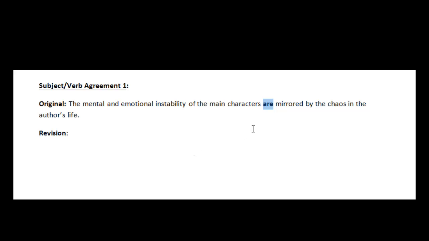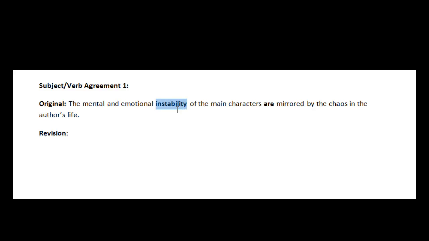Now the subject, I have to go back, and at first I might be tempted to think that "main characters" are the subjects. They're right there next to the verb, but if I go back a little further, I notice that "main characters" is actually part of a prepositional phrase, and this prepositional phrase is describing the word "instability." It turns out "instability" is my subject. "Mental and emotional" are just modifiers describing this instability, and "of the main characters" is a prepositional phrase that additionally gives me more insight into the subject.